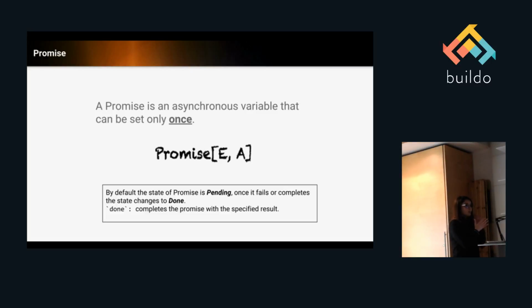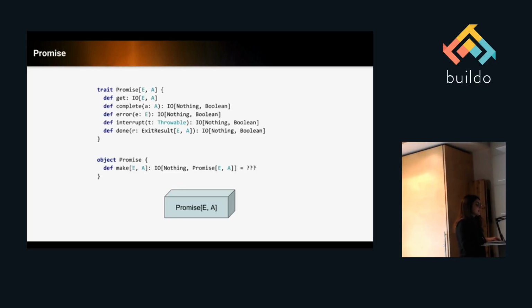For example, if a promise is failed with an error, you cannot after that complete it with a value A. So by default, the state is pending until it's done, and it will be done if you fail it with an error or you complete it with a value of type A. So let's see the structure of promise here, and in order to create a promise, you can call the function make inside the companion object.